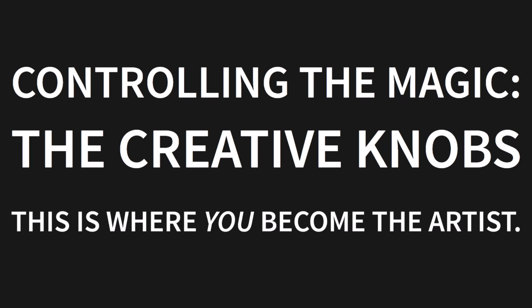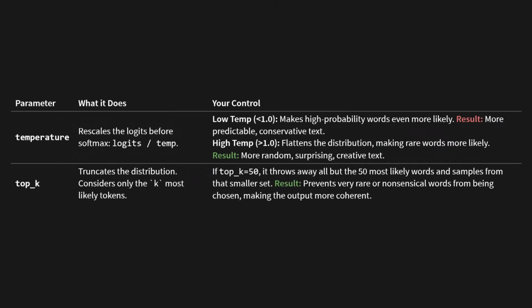This is where you become the artist. Let's look at this table. We've got two main parameters. First, temperature. This rescales the logits before softmax. A low temperature, anything less than 1.0, makes high probability words even more likely. The result is more predictable, conservative text. A high temperature, greater than 1.0, flattens the distribution, making rare words more likely. The result is more random, surprising, and creative text.